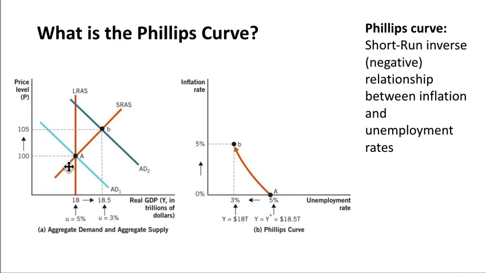So when there is monetary or fiscal policy that's expansionary, we see an increase in aggregate demand, which gives us both an increase in price level, so some inflation increase, and an increase in real GDP, which we can also say would be an increase in employment or a decrease in unemployment. So we have this negative relationship between increasing inflation and decreasing unemployment.